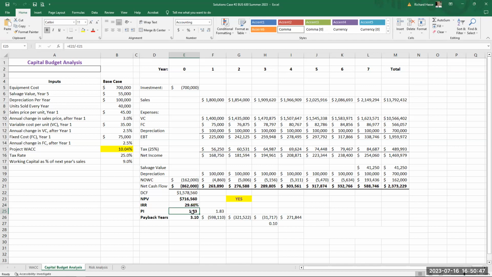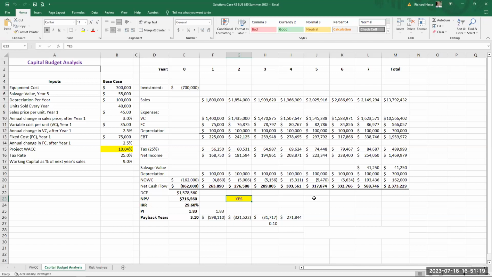A profitability index, the relationship of the discounted cash flow to the investment, of a solid 1.83, and a payback of the $862,000 from the cash flow in a little bit over 3.1 years. With these numbers, you would have recommended that, yes, this project is acceptable. Pretty good analysis. Then the crux of the grading on this case was in this work here.